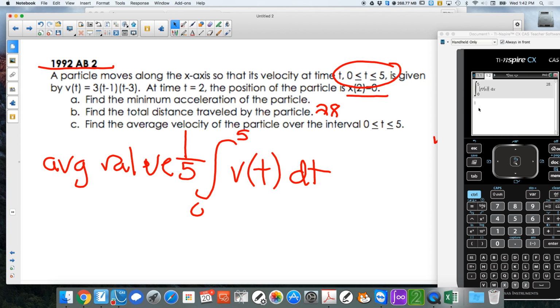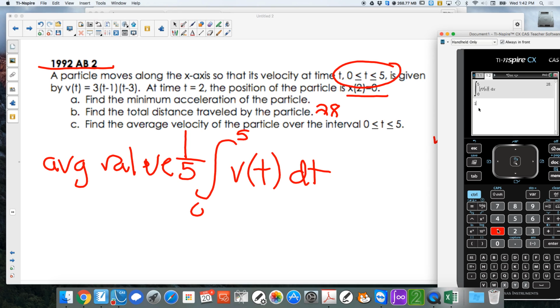So we'll just grab this, we'll do 1/5 times the integral from 0 to 5 of f1 of x, dx. We hit enter, and Peter, there's our average value, 4.